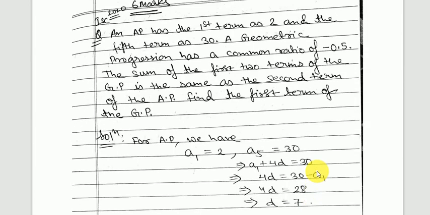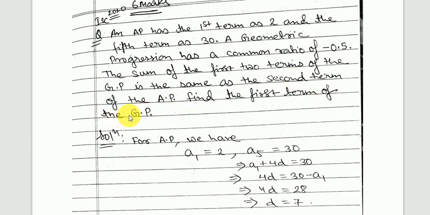Now next question, ISC 2020, 6 marks. Here the question says an AP has the first term as 2 and the fifth term as 30. So the first and the fifth term of an AP are given to you. First A1 is 2 and A5 is 30. A geometric progression has a common ratio of minus 0.5, that means minus half. The sum of the first two terms of the GP is the same as the second term of the AP. Find the first term of the GP.